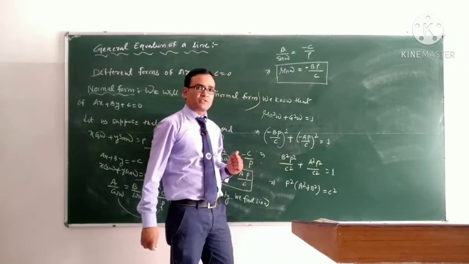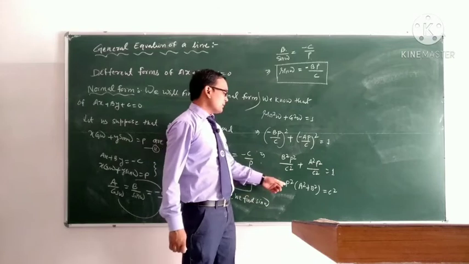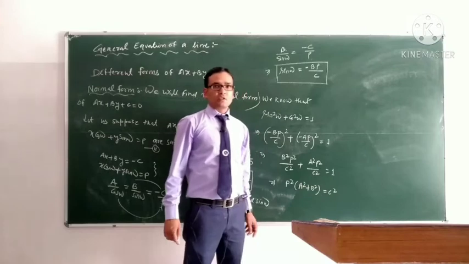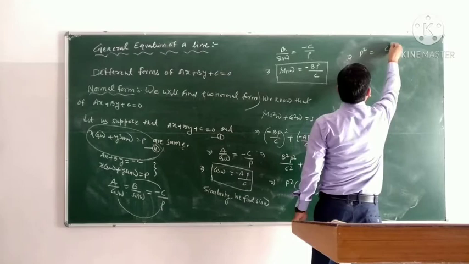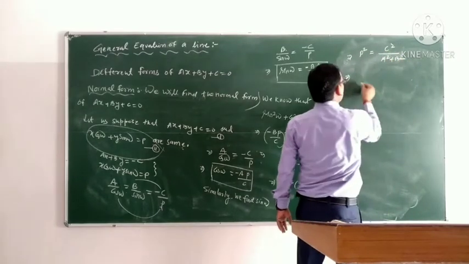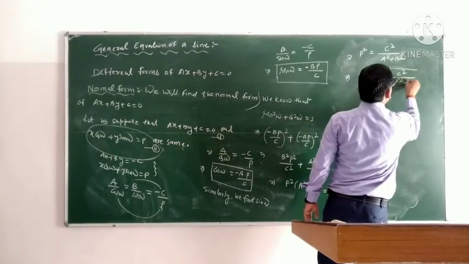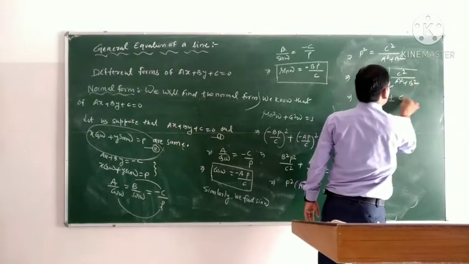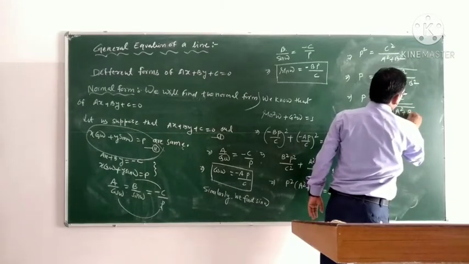Then also we transfer the c square to the right hand side, then we get the value of p square into a square plus b square equal to c square. Okay students, now this implies that p square equal to c square upon a square plus b square. This implies that p equal to square root of c square upon a square plus b square. This implies that p equal to plus minus c upon square root a square plus b square.